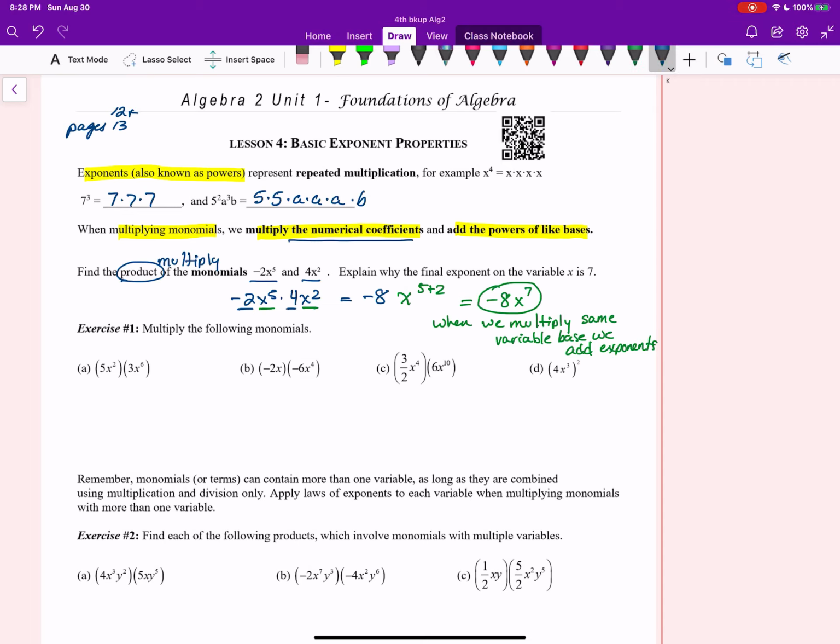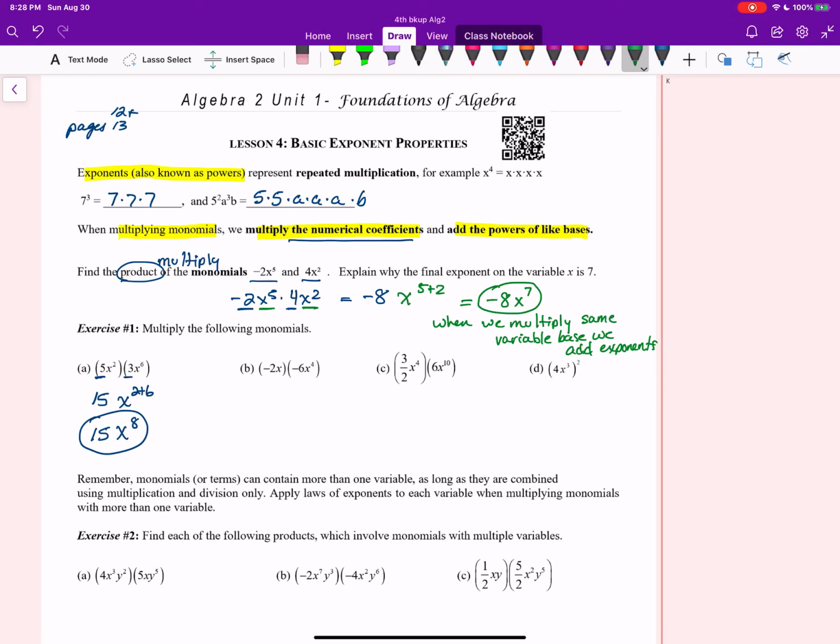So let's practice multiplying monomials. 5x squared times 3x to the 6. We'll multiply the coefficients. 5 times 3 is 15. And x squared times x to the 6 would be x to the 2 plus 6, which is x to the 8th. So 15x to the 8th.